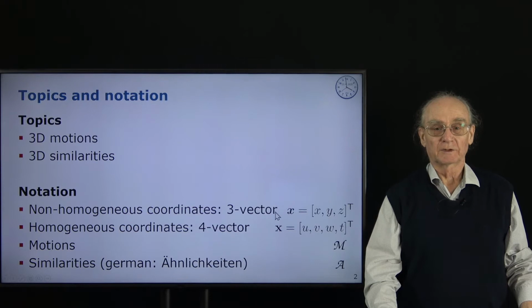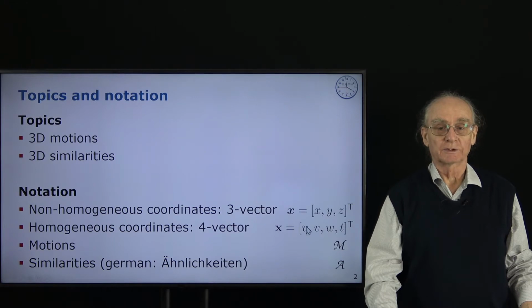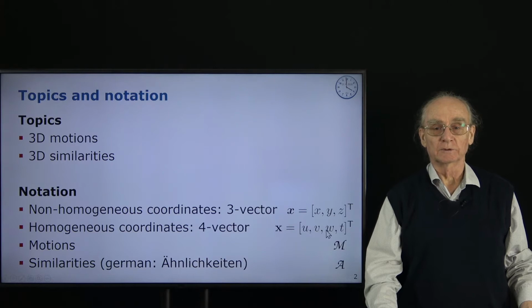We have 3D coordinates in the same manner as we did for the rotations. But as in the planar case, we also introduce homogeneous coordinates in 3D. You see the vector here is slanted for the non-homogeneous coordinates, and here upright for the homogeneous coordinates. So we have the u, v, w, t components for this vector.